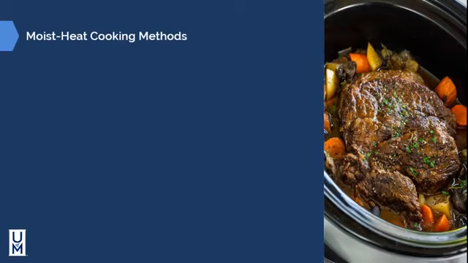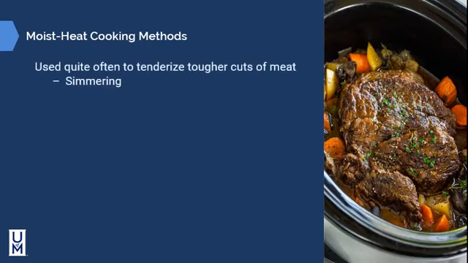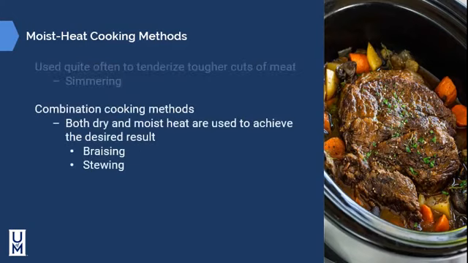Moist heat cooking methods are used for tougher cuts of meat, such as those that are closer to the head and to the hooves. These are used quite often to tenderize tough cuts of meat, so examples of that would be simmering. Combination cooking methods include both dry and moist heat methods, and they include braising and stewing. So for instance, this pot roast, when we braise this pot roast, we're going to sear it first, that's the dry heat method, and then we're going to submerge it halfway with liquid, that's the moist heat method.